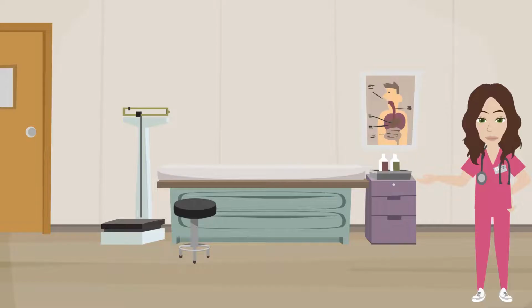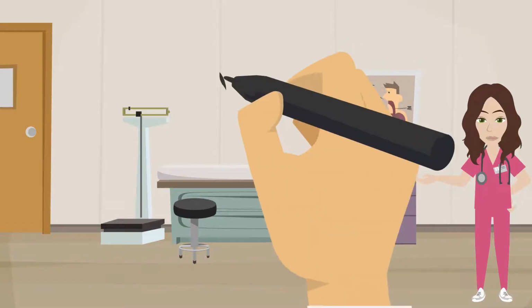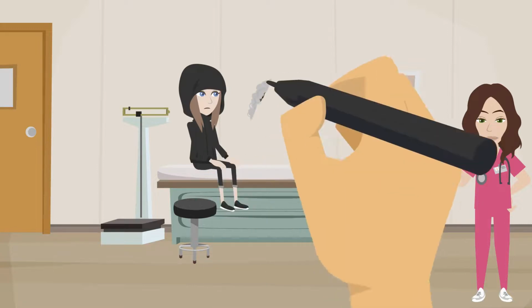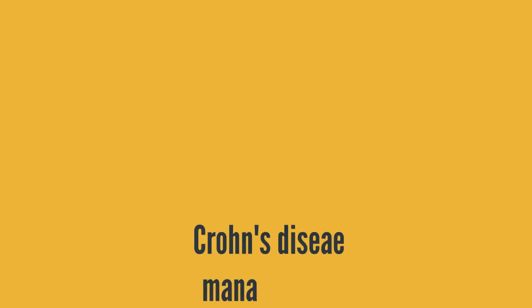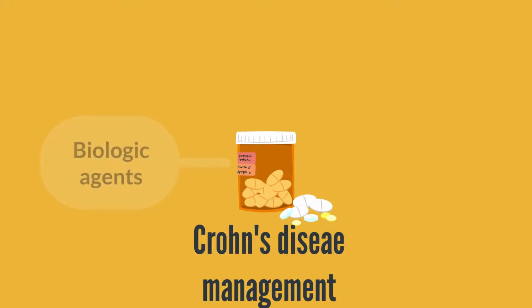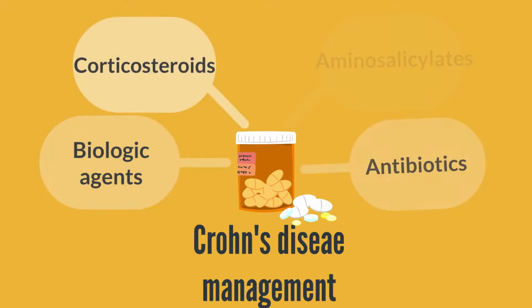When it comes to Crohn's disease, there isn't a standard treatment that can be applied to all patients across the board. Management and treatment of the disease depend largely on the severity of the symptoms along with several other factors, such as location and response to medications taken previously. The main drug classes that are used in medical treatment are biological agents, corticosteroids, aminosalicylates, and antibiotics.